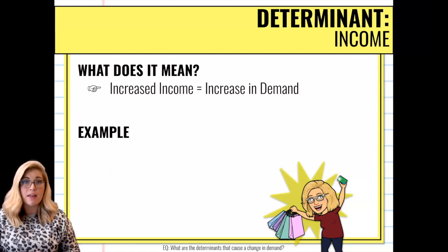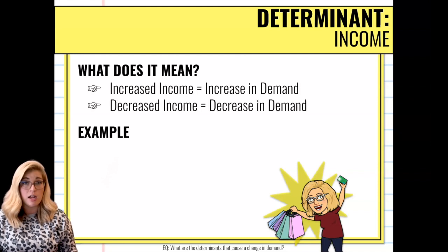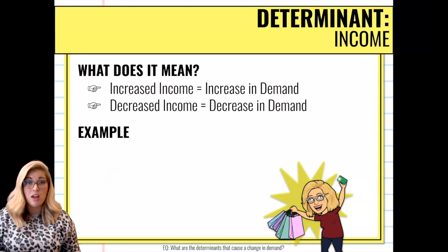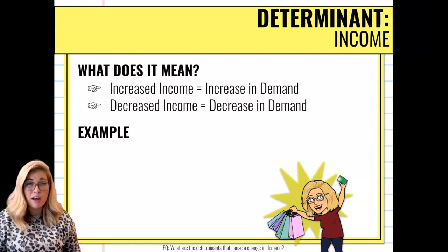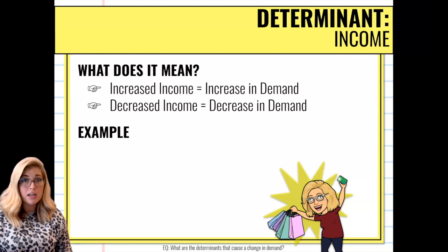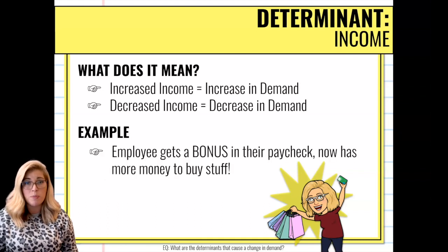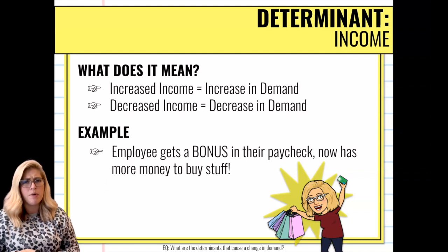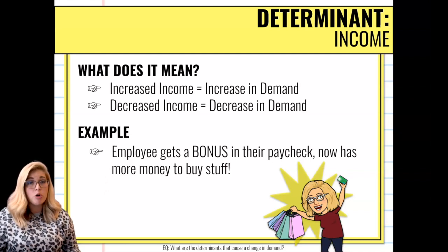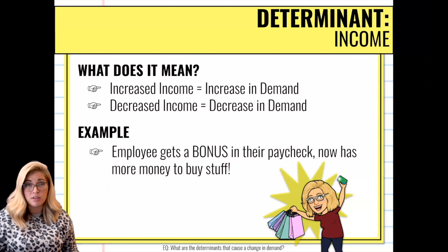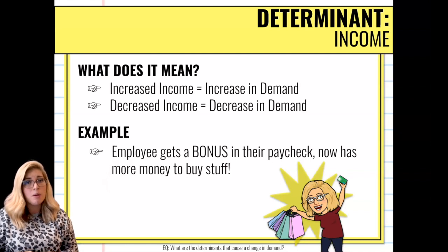The flip side of that is if you have a decrease in your income, you get laid off, you get a demotion, whatever, you're making less money, so you have less demand for different goods. An example of this could be, let's say at your job, you get a bonus in your paycheck, maybe at Christmas time, you get a Christmas bonus. Now you have more money to go out and buy anything under the sun. So anytime they talk about consumer income changing, it's going to have an effect on what you can go out and purchase.